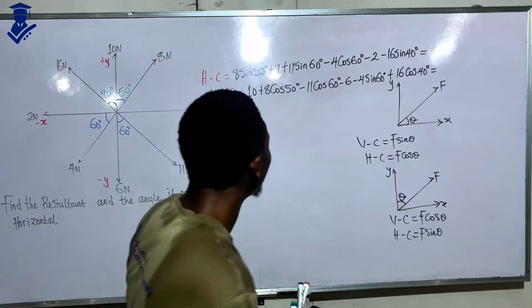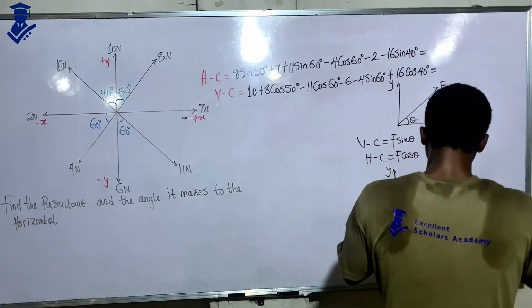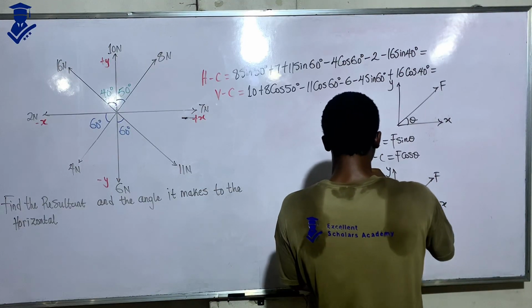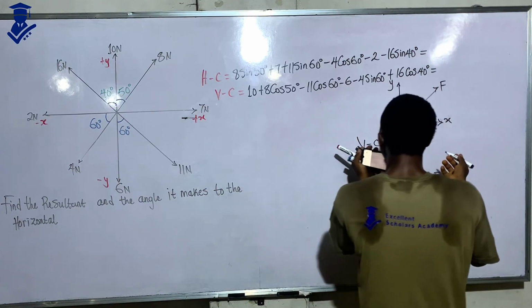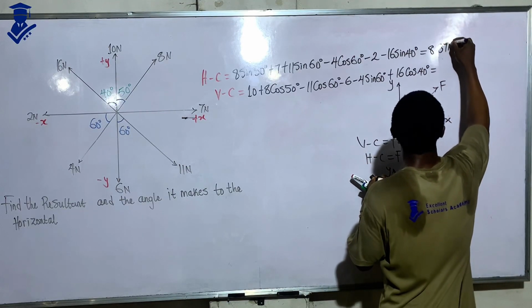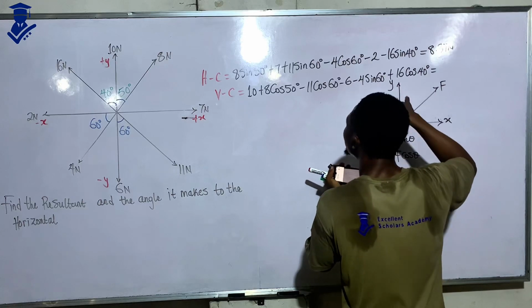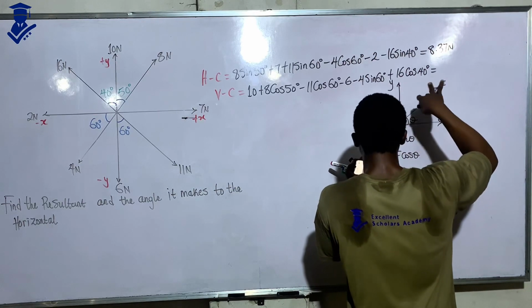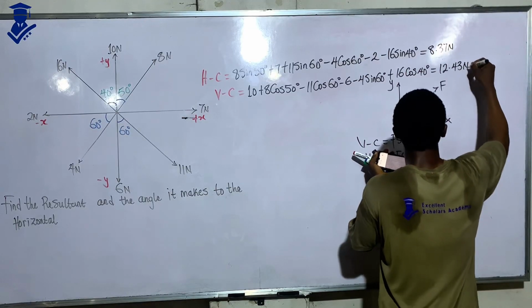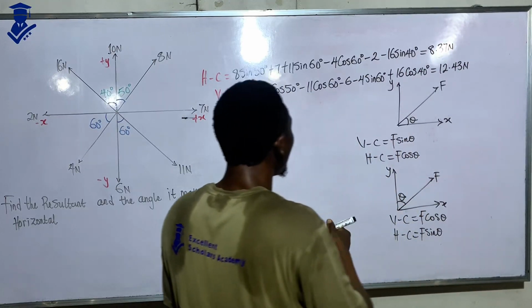Let's press that in our calculator. What's it going to give us? So this is going to give us, for our horizontal component, alright, which is also our x component, 8.37 Newton. And for our vertical component, which is also our y component, we are going to have 12.43 Newton. Alright, that's what we're going to have.